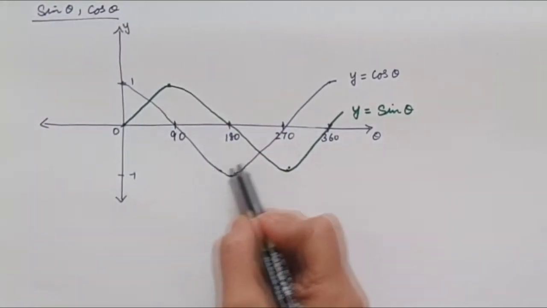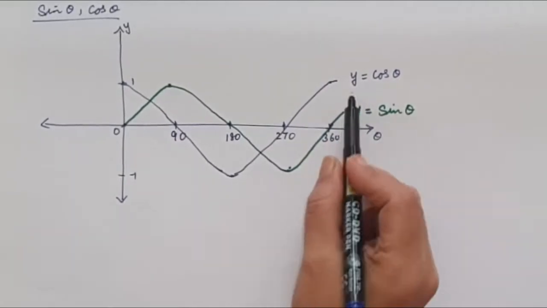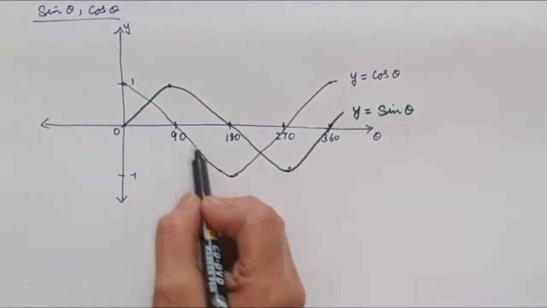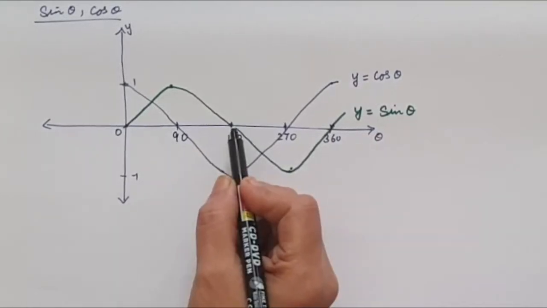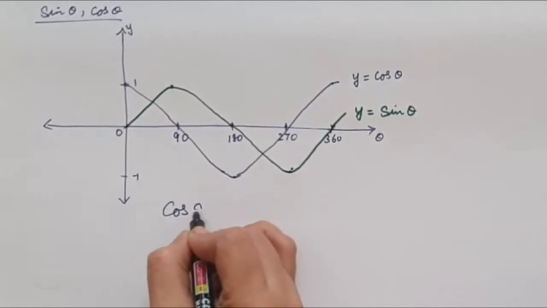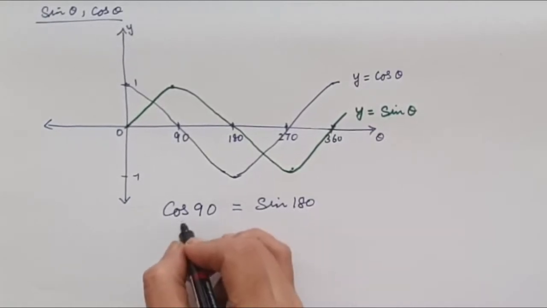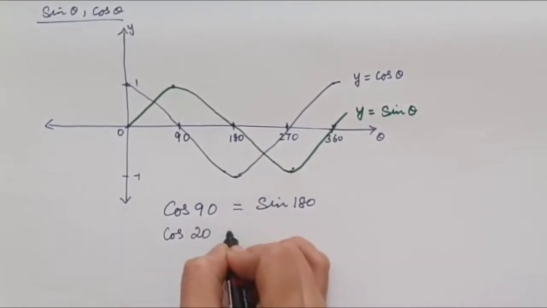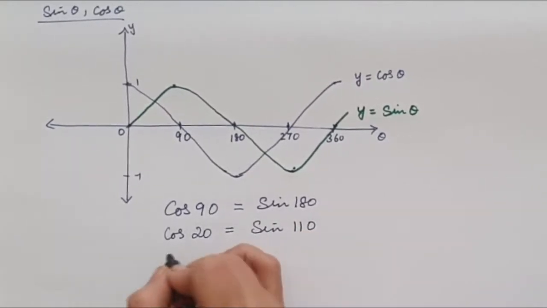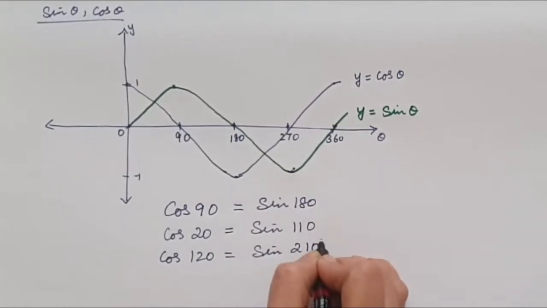Now I have drawn the curve for y equals sine theta and y equals cos theta. Sine theta is in green and cos theta is in blue. Here, cos 90 and sine 180 will give us an answer of 0. That is, cos 90 will be equal to sine 180. In the same way, when you use your calculators and check, cos 120 and sine 210 will give us the same answer.